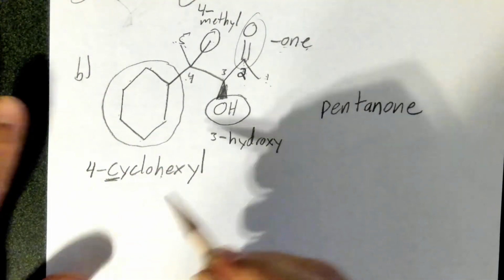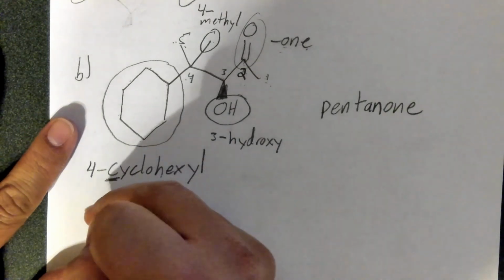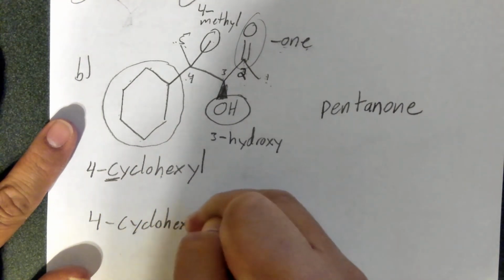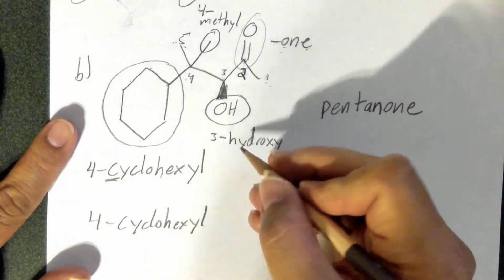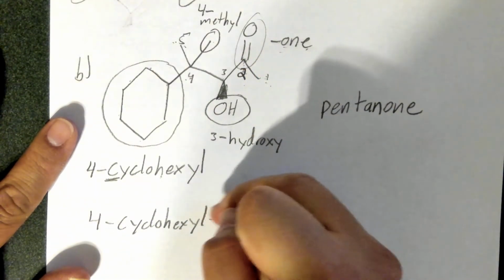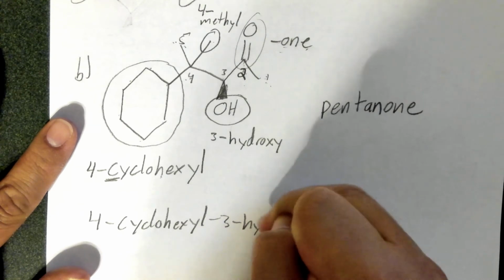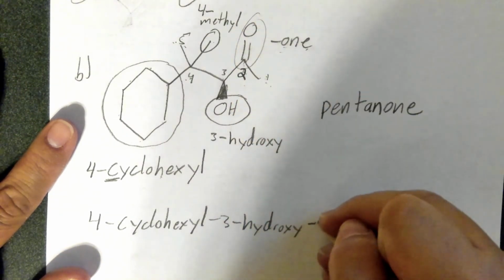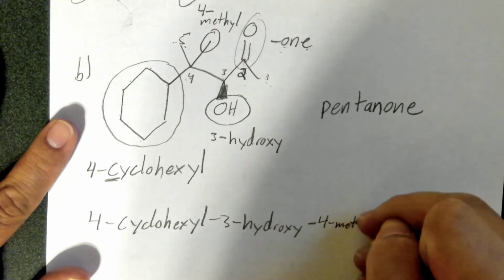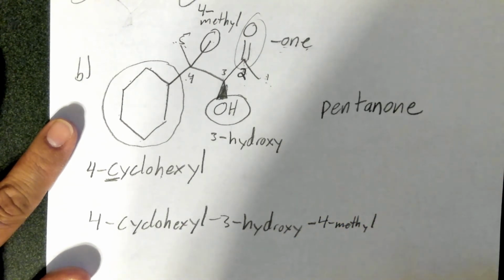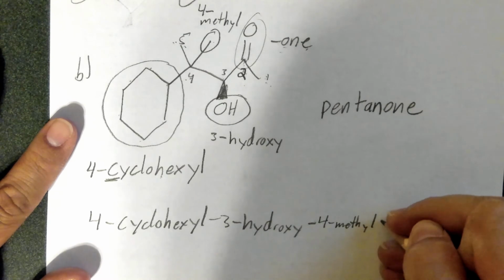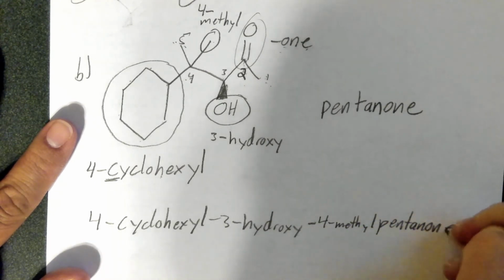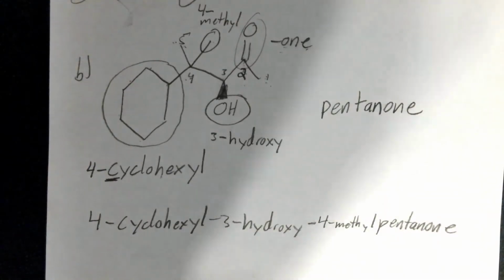And so this becomes, we start first with 4-cyclohexyl. And then the next one is the H, so 3-hydroxy. And then finally 4-methyl. And then pentanone.